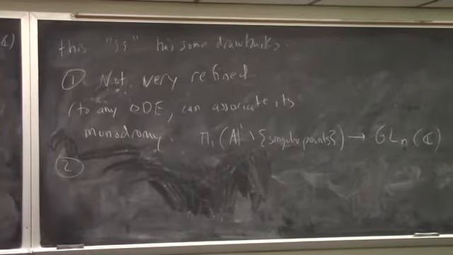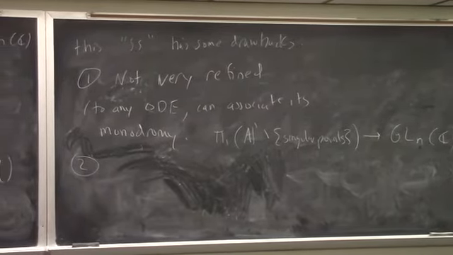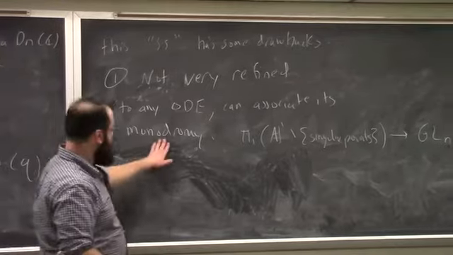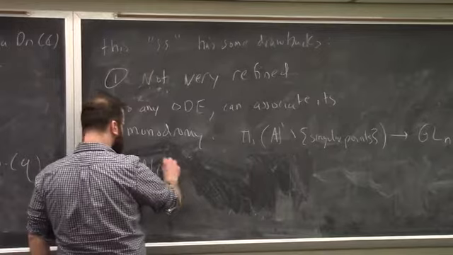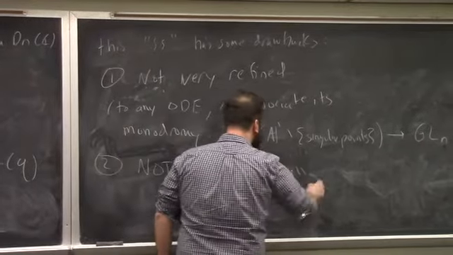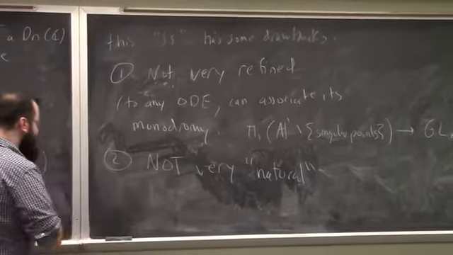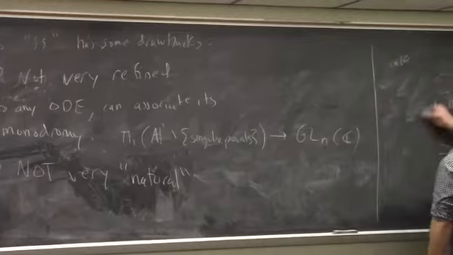Okay, and there's a second problem, which is interrelated. This problem is that the singular support doesn't behave very well with respect to certain natural operations. So the singular support is not very natural. I'll sum that up by saying not very natural, with natural in quotes. We'll get more precise as we go on. But what would you mean by not very natural? Well, here's an example.